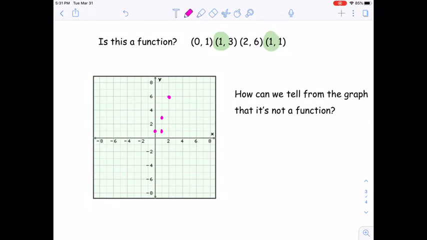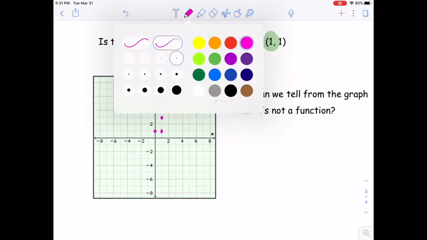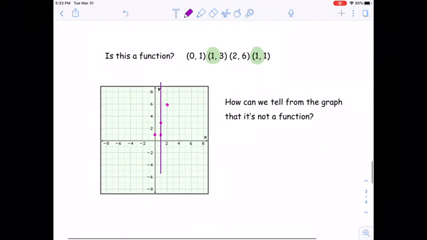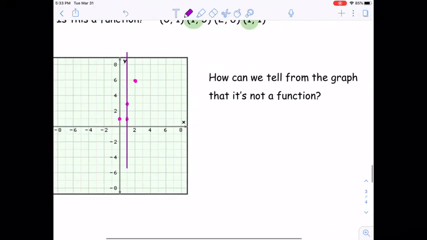So what we have in the graph that shows us it's not a function is that the 1, 1 and the 1, 3 are on the same vertical line. See how they hit the same vertical line there? So anytime there are 2 or more points on the same vertical line in a graph, it's not a function. How can we tell from the graph that it's not a function? 2 points are on the same vertical line.